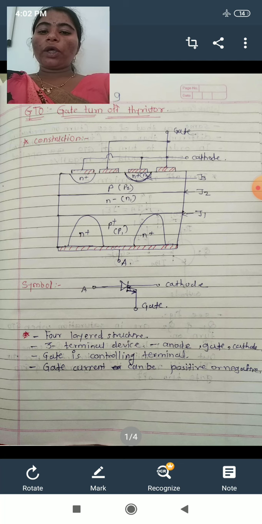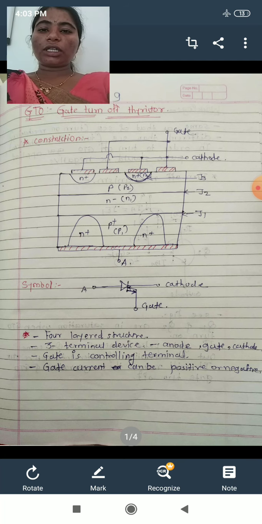Now next is the symbol of the GTO. Here the symbol is shown in the figure. The symbol of the GTO is the same as that of the SCR. Only one difference is that at the gate terminal there will be two arrows shown, and these two arrows indicate that the gate pulse may be positive or it may be negative.